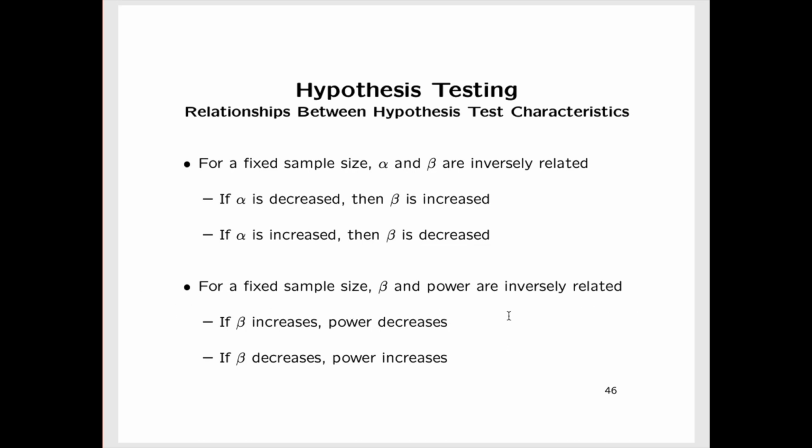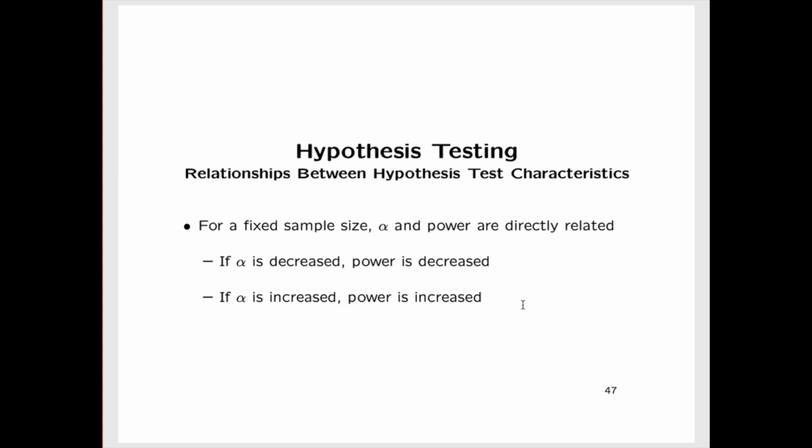For a fixed sample size, beta and power are also inversely related. So if beta increases, that means that power is going to decrease, and vice versa. If beta decreases, then power will increase. And so if we put these two results together, we can come up with the relationship between alpha and power. For a fixed sample size, alpha and power will be directly related. That is, if alpha is decreased, power will be decreased as well. If we increase alpha, then power will be increased.